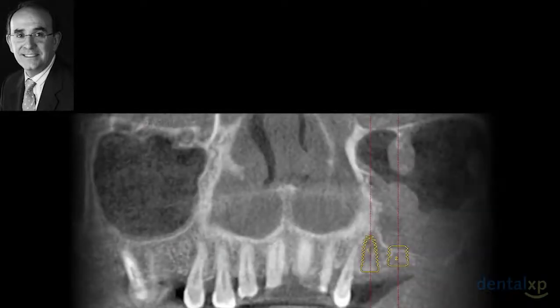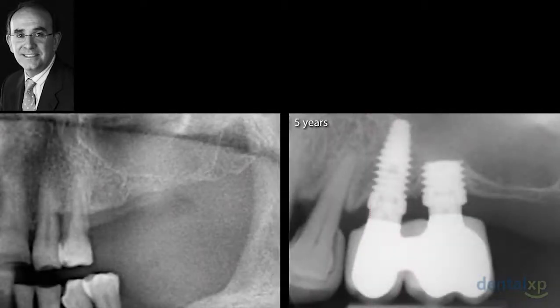What about when the patient has a small inflammation of the Schneiderian membrane? It's possible to place implants. You don't need to touch the Schneiderian membrane. If you want, it's possible to open the window and aspirate completely the residual cyst. But in many cases, if the patient doesn't want this surgery, you can place extra short implants, and the results are really predictable.